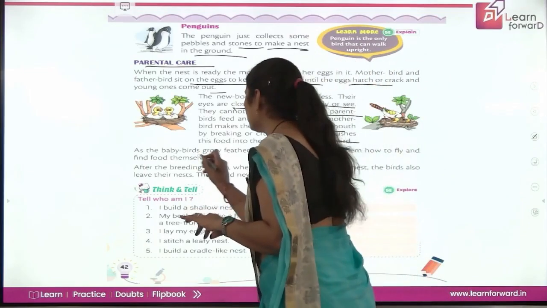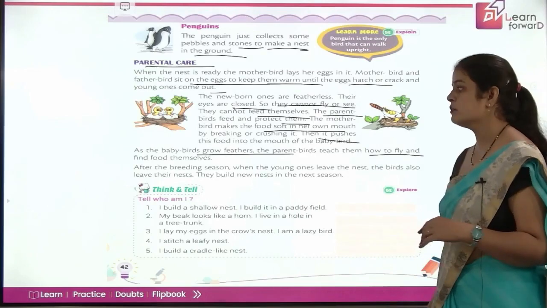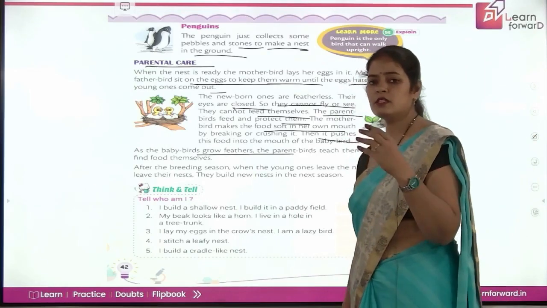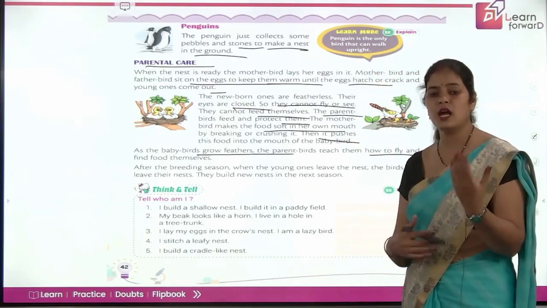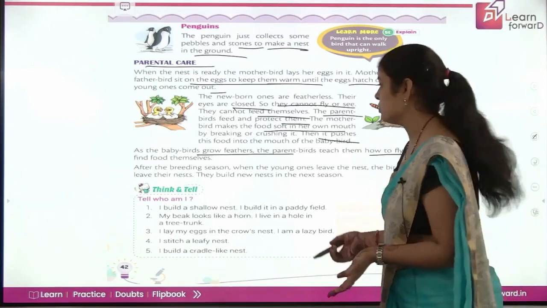As the baby birds grow feathers, the parent birds teach them how to fly and find food themselves. This is like a training session, because whenever these small birds start growing their feathers and opening their eyes, later on the parents give them training on how to fly and how to search for food.